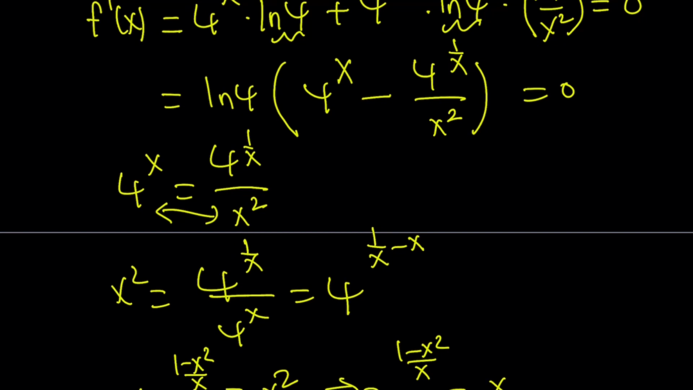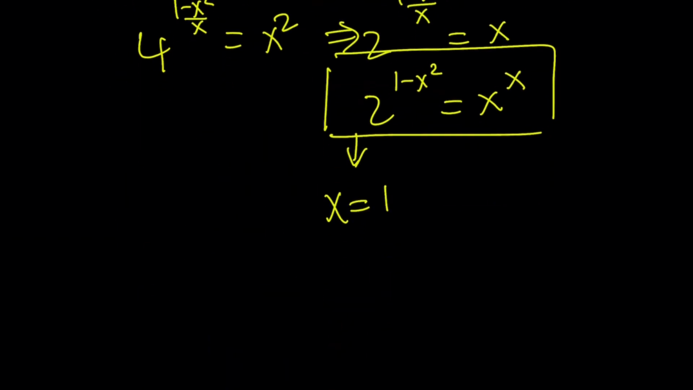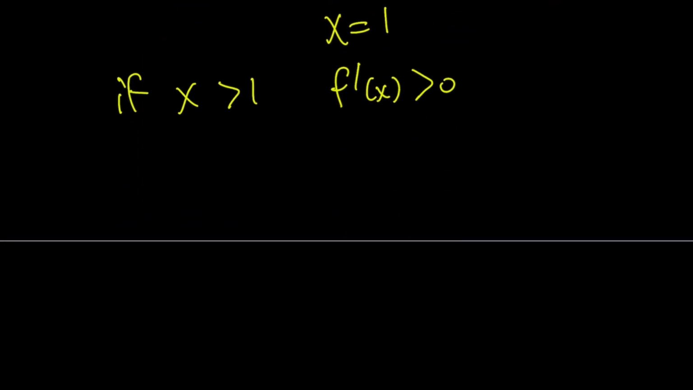If, for example, x is greater than 1, the first derivative is going to be positive. It shouldn't be too hard to see because you're going to have a smaller expression being subtracted from a larger expression. Think about it like 4 to the second power minus 4 to the power 1/2, divided by 2 squared, which is 4. So that's going to be positive, right? So if x is greater than 1, then f prime is positive, which means our function is increasing.